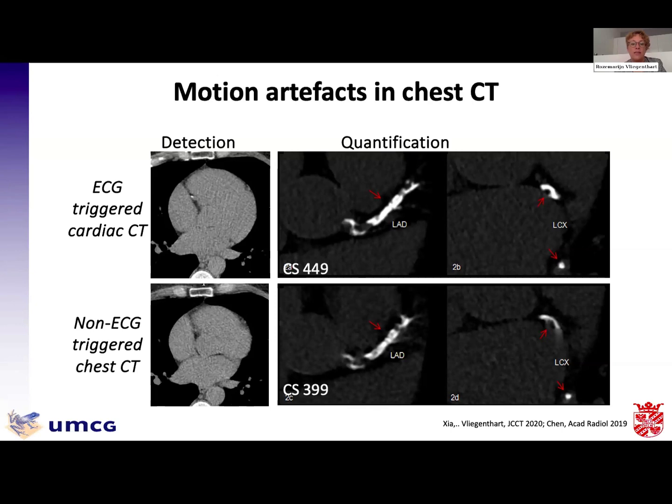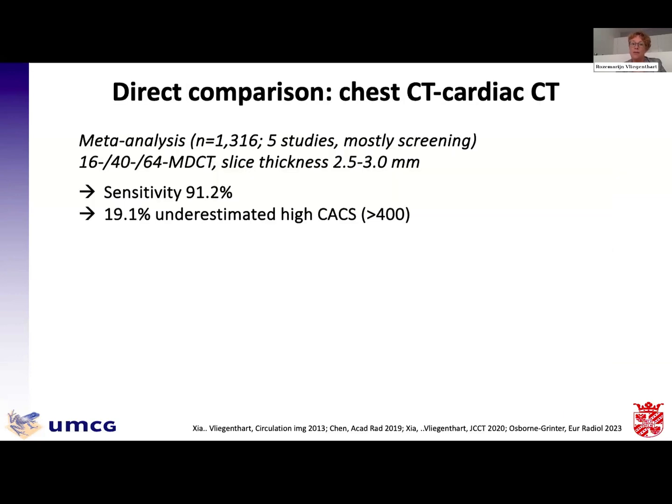There's a small calcification in the RCA, which is not visible in the chest CT due to motion. But you also see a difference in quantification. Again, there's more motion in a chest CT, which generally results in these kind of motion artifacts that reduce the calcium score. So basically, you can have an underestimation of the amount of calcium in chest CT.